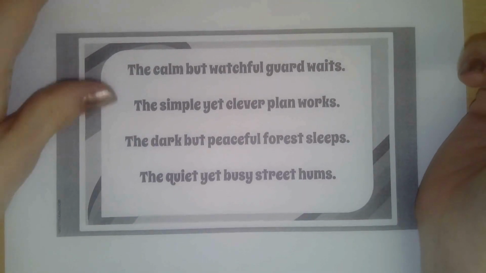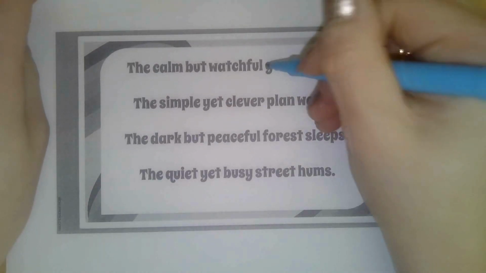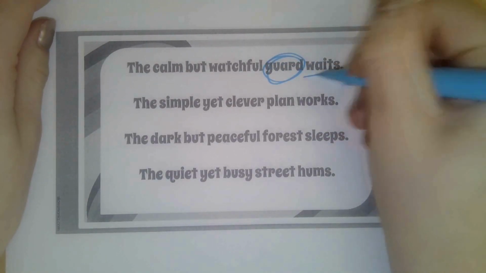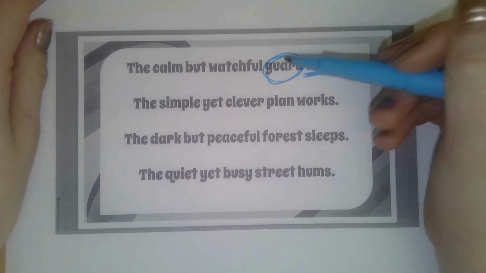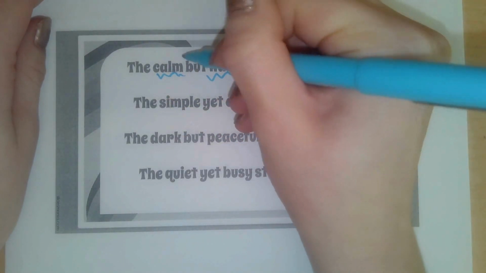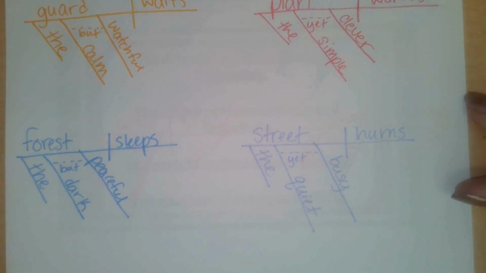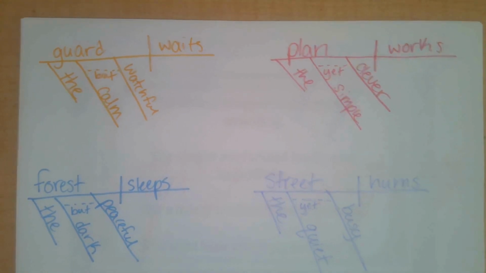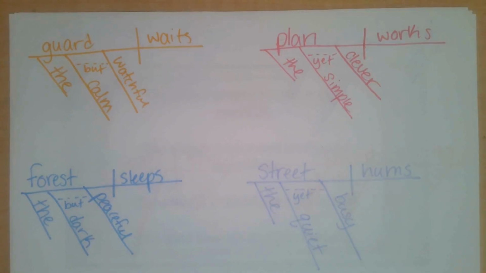Now in this one again is the same sort of thing with compound adjectives. The guard is our subject. The guard is waiting. That's our verb. Single subject, singular verb, multiple adjectives, and a conjunction. For these ones, here are the answers. I'm not going to talk you through them. I'm just going to show them. Okay.